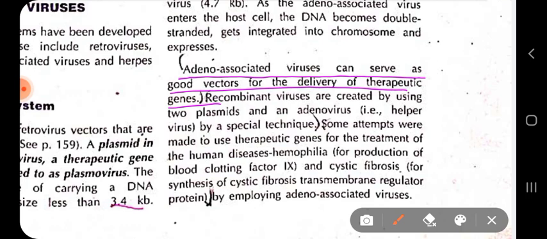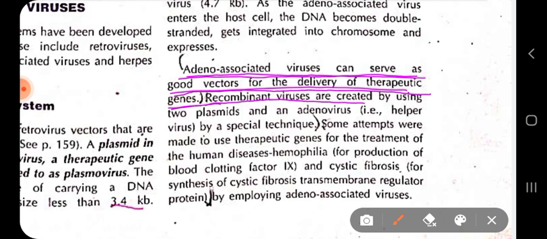There, this virus will enter the host cell. The DNA within the adeno associated virus gets integrated within the host cell. It becomes double stranded, gets integrated into the chromosome and expressed. So thus adeno associated virus can be used as a good vector for delivering the therapeutic gene.